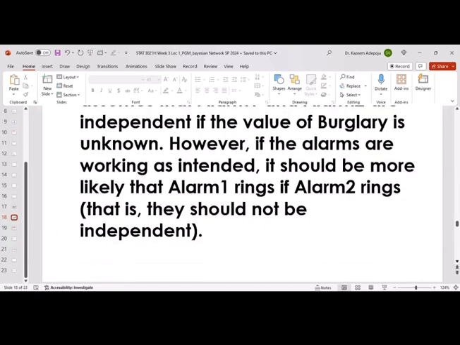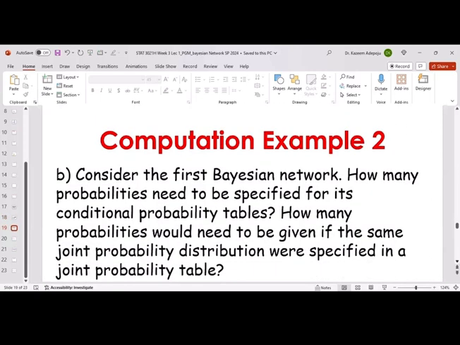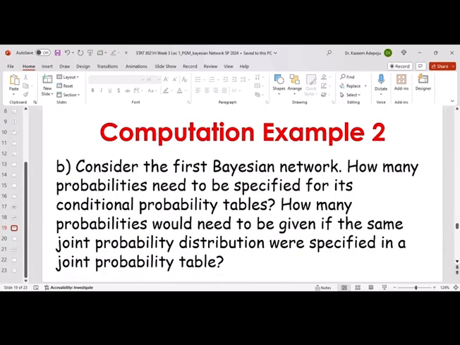Now, that's all about that. Now, let's answer another question. Consider the first Bayesian network. It is the first Bayesian network that makes sense, not the second one. Now, consider the first Bayesian network. How many probabilities need to be specified for its conditional probability tables? I'm actually going to walk you through that now. Then how many probabilities would be needed if the same joint probability were specified in a joint probability table?